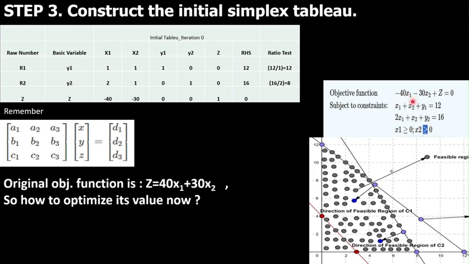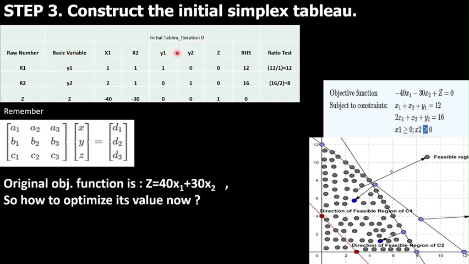If we plug in 0 for x1, it will be 0. 0 for x2, it will be 0 again. Plus z equals 0, z equals 0, which is correct. If we plug in here x1 and x2 equals 0, y1 equals 12, which is correct. Finally, in the last constraint, y2 equals 16 if x1 and x2 equal 0, which is correct.